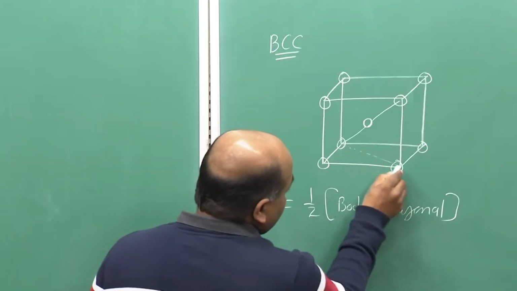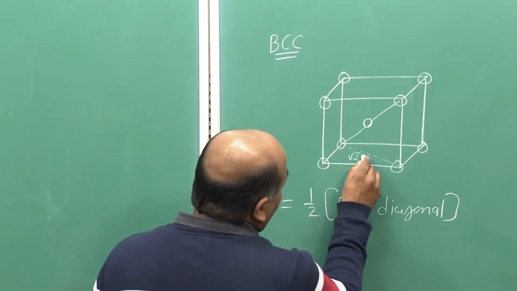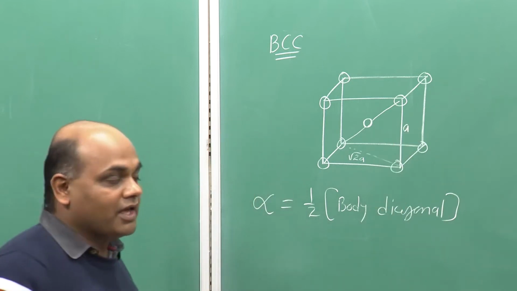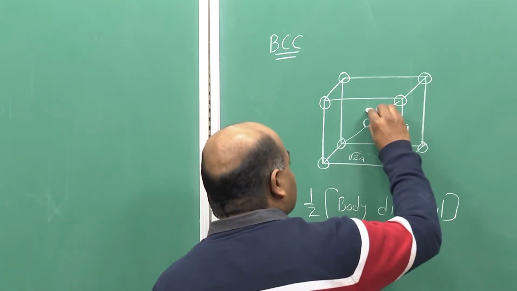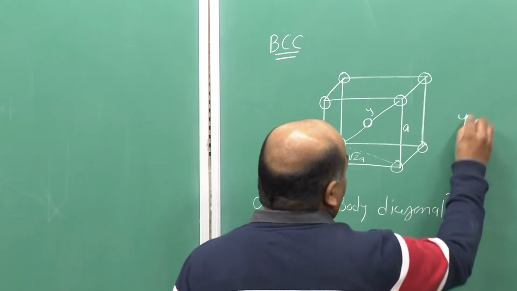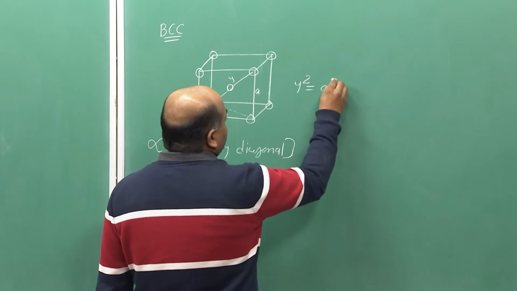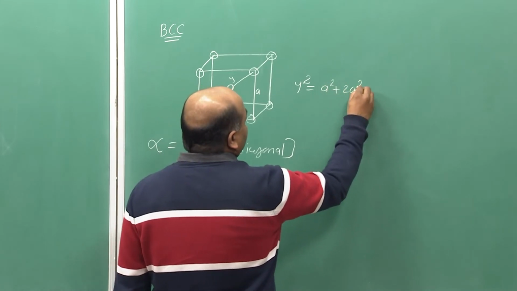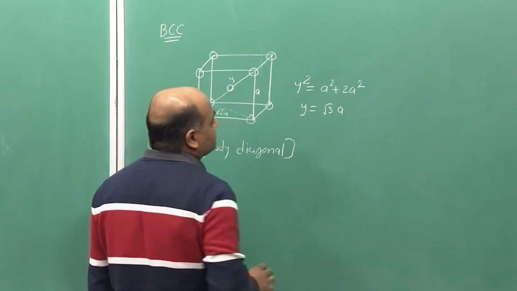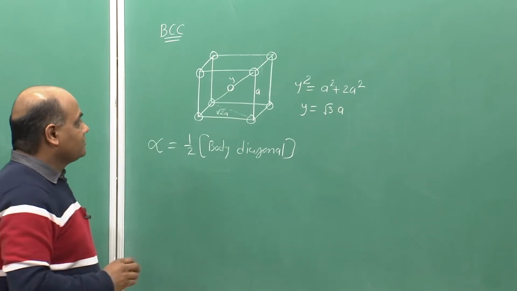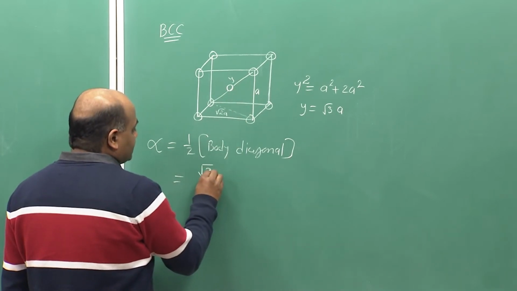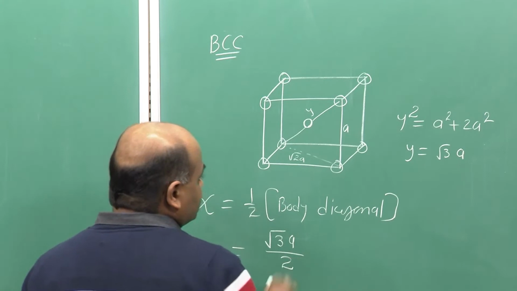This is the face diagonal, which is root 2 a, and this is the edge, which is length a. If y is the body diagonal length, then you can see y square is equal to a square plus 2 a square. So, y is equal to root 3 a. So, the jump length for BCC would be root 3 a by 2.